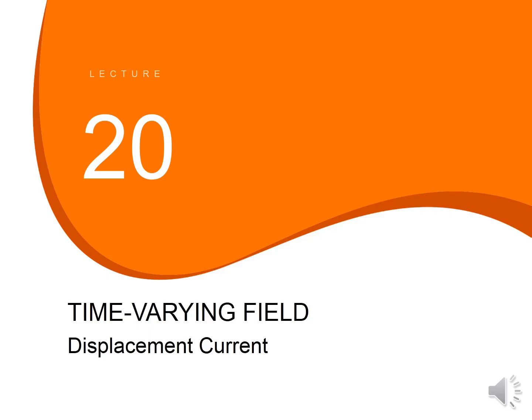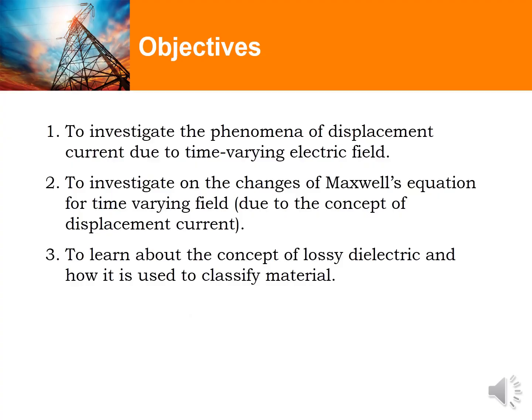In this lecture 20, we are going to discuss displacement current. The objective of this lecture is, first, to investigate the phenomena of displacement current due to time-varying electric field. Secondly, to investigate changes of Maxwell's equation for time-varying field due to the concept of displacement current. And third, to learn about the concept of lossy dielectric and how it is used to classify material.